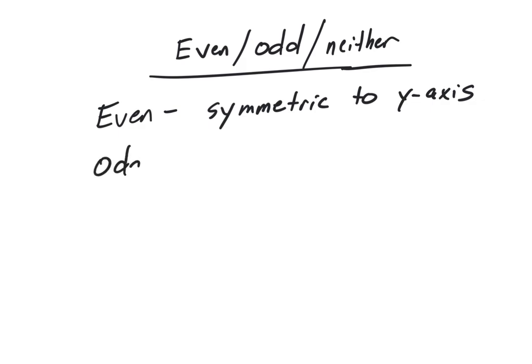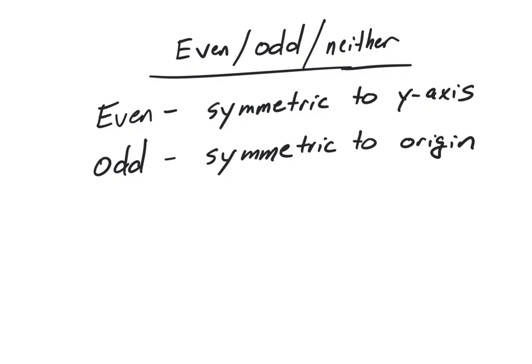An odd function is symmetric to the origin. So the way that I always remember it is odd and origin, O and O. Kind of a little trick to remember. And then obviously, if it's not even and it's not odd, then it would be neither. So one that is symmetric to the x-axis only, that would be one that's neither.